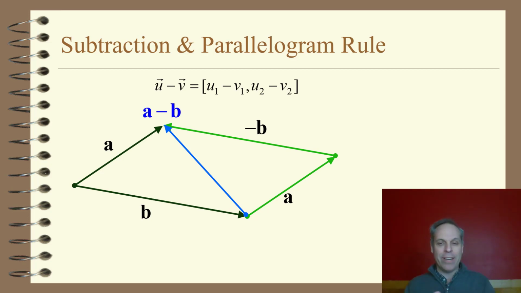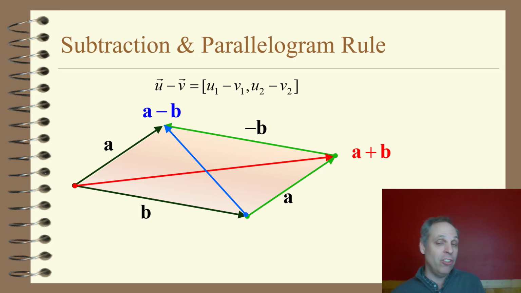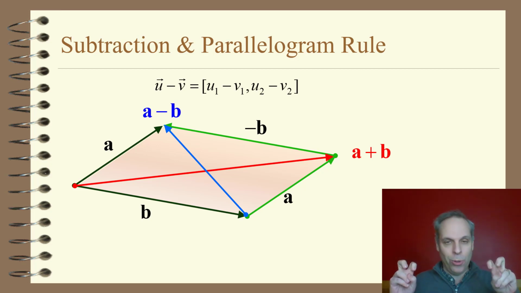Notice though that the outside vectors form a parallelogram. And in fact, the addition of the vectors a plus b is the other diagonal of this parallelogram. We call this the parallelogram rule.